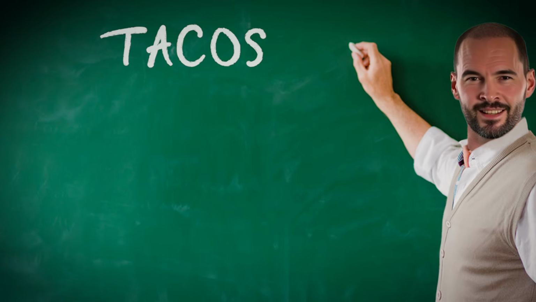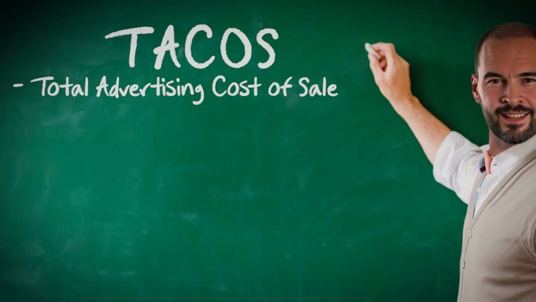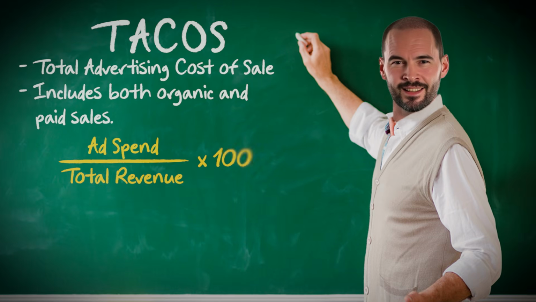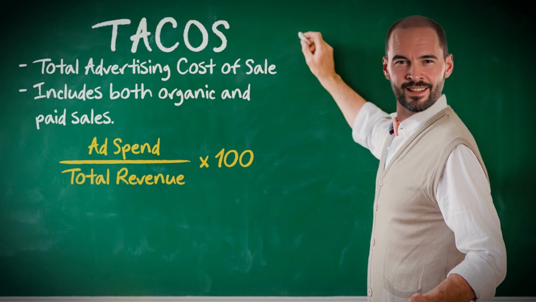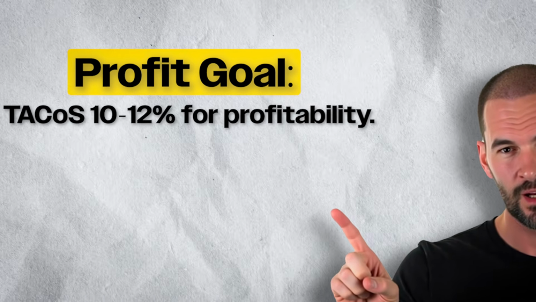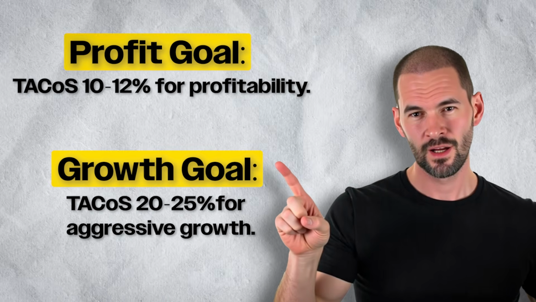Another metric that is very similar is TACOS. ACOS is just advertising. For TACOS, it's total advertising cost of sale. That's what the T is for. So it takes into account both organic and paid sales. Generally, if you're really hyper-focused on profitability, 10 to 12% is where you want to be. If you want to be more aggressive on growth, anywhere from 20 to 25% is where you want to go.